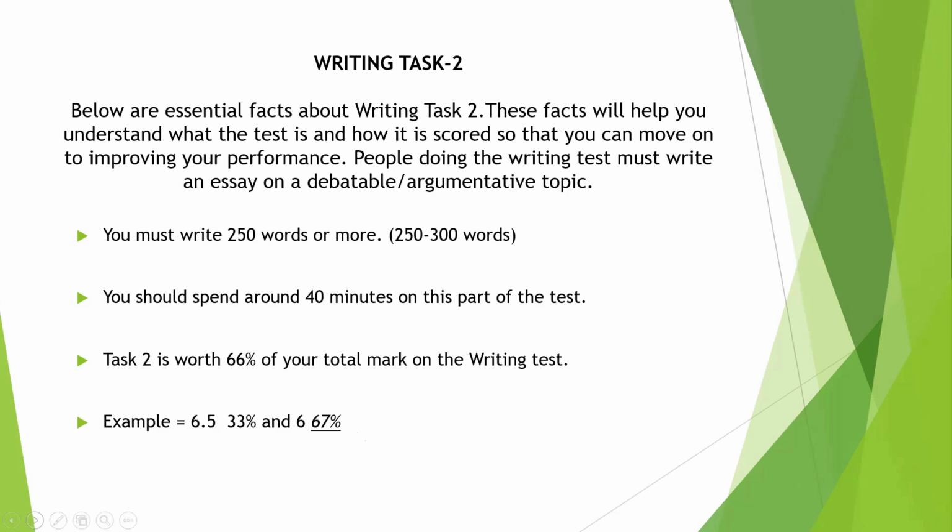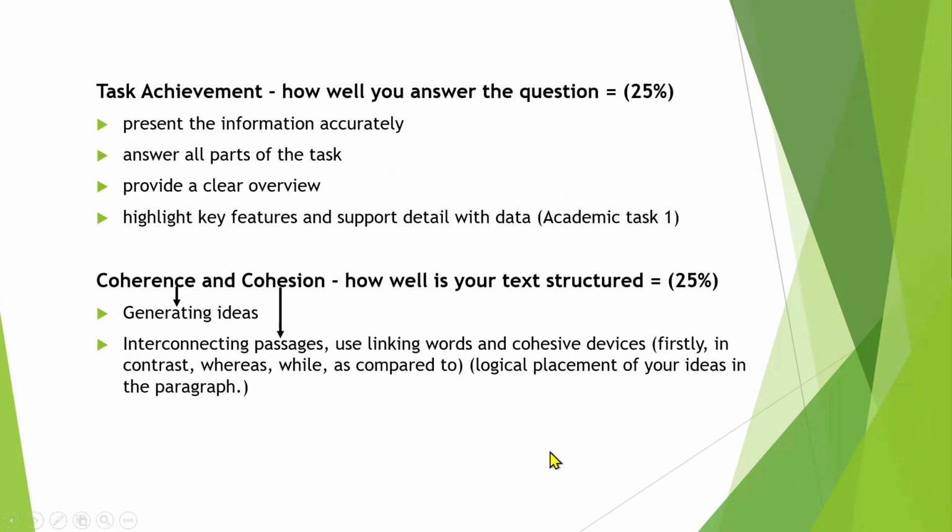Let's move on to the next slide. As you can see here, both your task 1 and task 2 will be scored on these bases: task achievement, coherence and cohesion. And I've given you short explanations under each. So task achievement, how well you answer the question, 25% marks. And these scoring criteria are very similar for both task 1 and task 2. That means for both letter writing and essay writing.